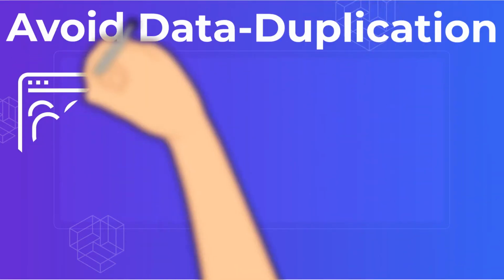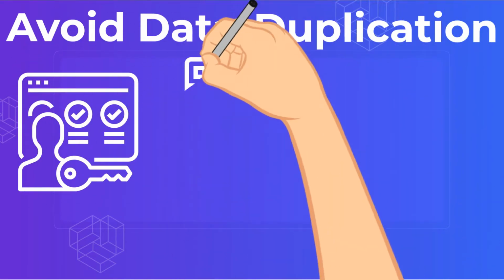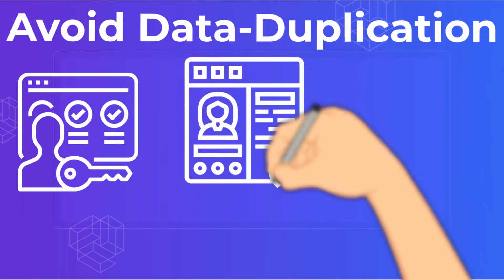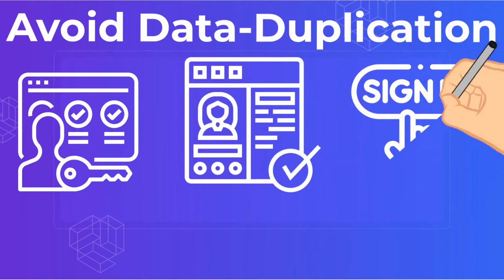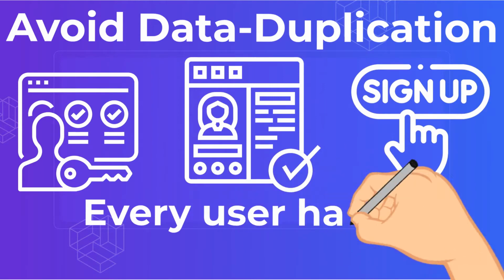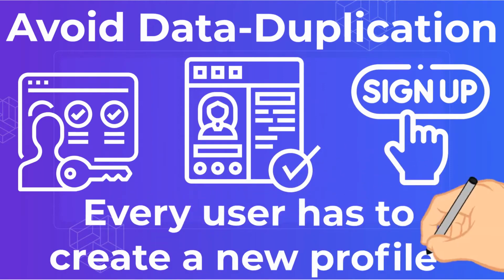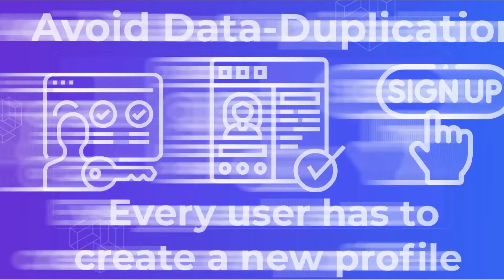Avoid data duplication. Google Sign-In enables several apps to use OAuth authorization credentials to manage user profiles. Without such an authorization API for third-party integration, every user has to create a new profile for every sign-up.